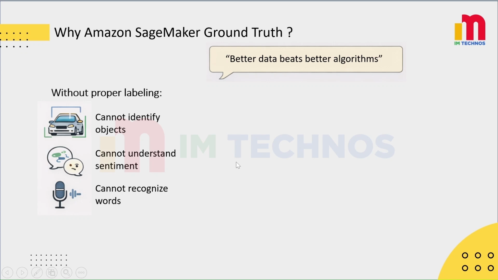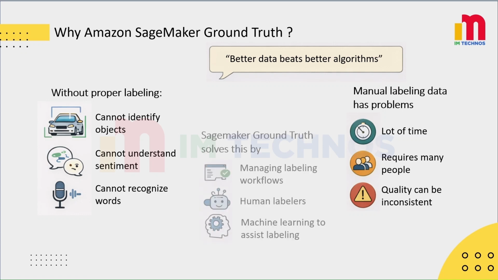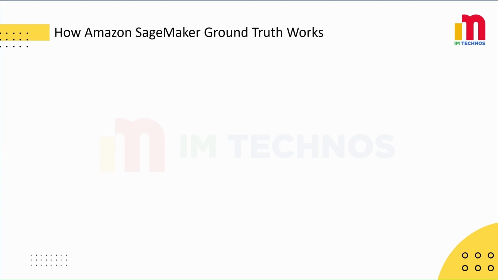But labeling data manually has problems. It takes a lot of time, it requires many people, and quality can be inconsistent. So Amazon SageMaker Ground Truth solves this by managing labeling workflows using human labelers and using machine learning to assist labeling. This reduces time and cost significantly. Now let's understand how Amazon SageMaker Ground Truth works at a high level.